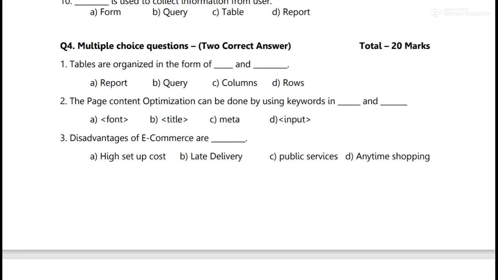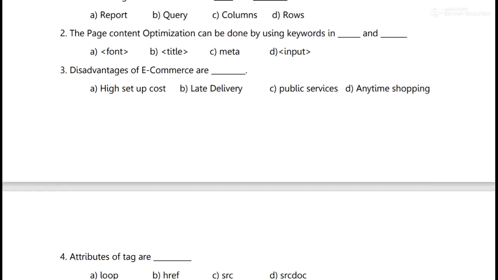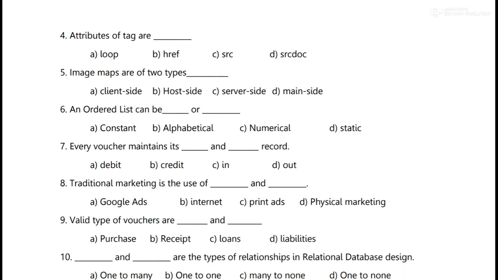Then multiple choice questions, 2 correct answers, for 20 marks, each carrying 2 marks, and you have to select. I guess over there they will give you 5 options, but I have jotted down 4 options here. So you select 2 correct options for 2 marks for each question. So this is 20 marks, 10 questions will be there.